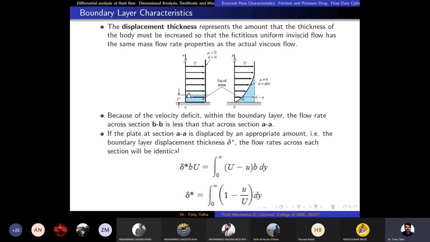So it means that we are equating this shaded region, which is on the left hand side figure, this rectangle, with this, which is kind of triangular shape. So these are the velocity deficit for the boundary layer region, and this is the increase in the plate thickness. So if we want to calculate the mass flow rate which would pass through this displacement thickness, that is very easy.